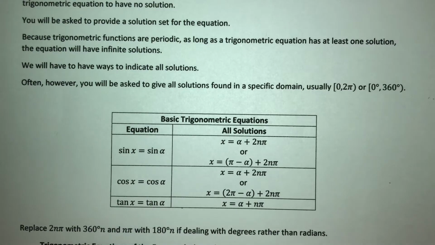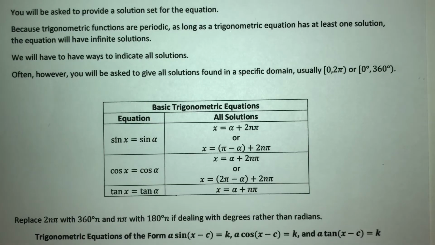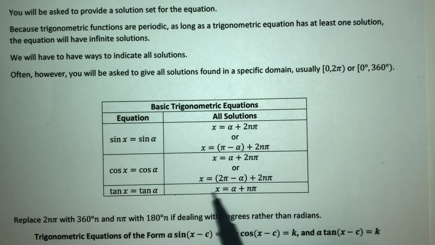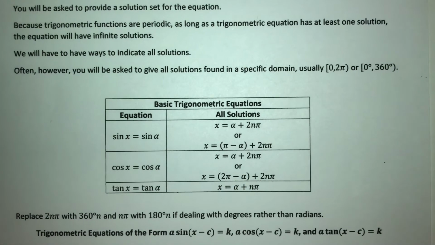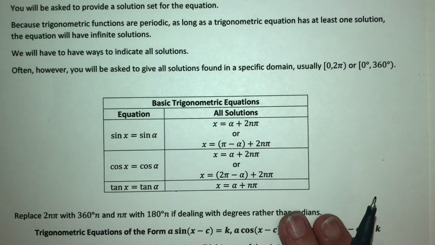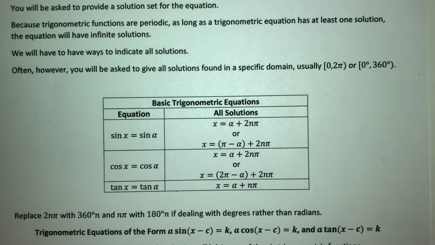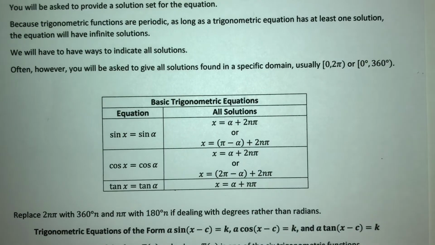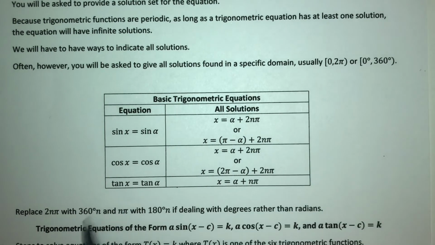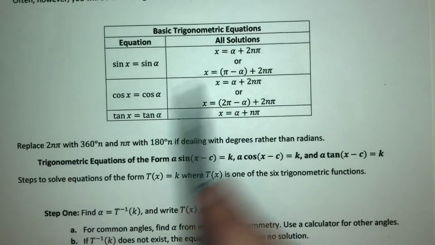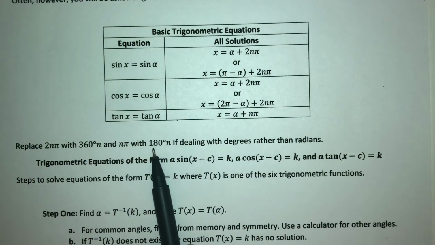Now, tangent is different. Its period is pi, so you're not adding 2n pi every time. You're just adding pi every time. And you only really have one set of possibilities. You don't have to worry about getting two possibilities within the unit circle. Okay, so this is your basic chart. It's going to help you get to your solutions. I've written it with 2n pi, but if you're dealing with degrees, you add 360 degrees n instead of 2n pi, or 180 degrees n for n pi.